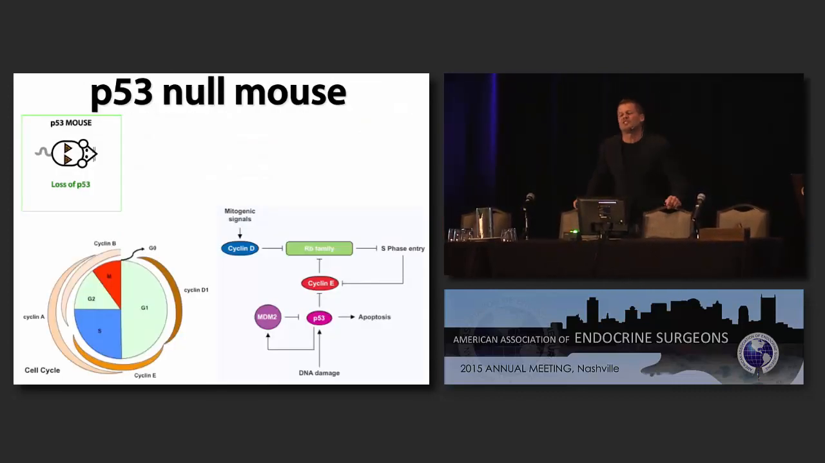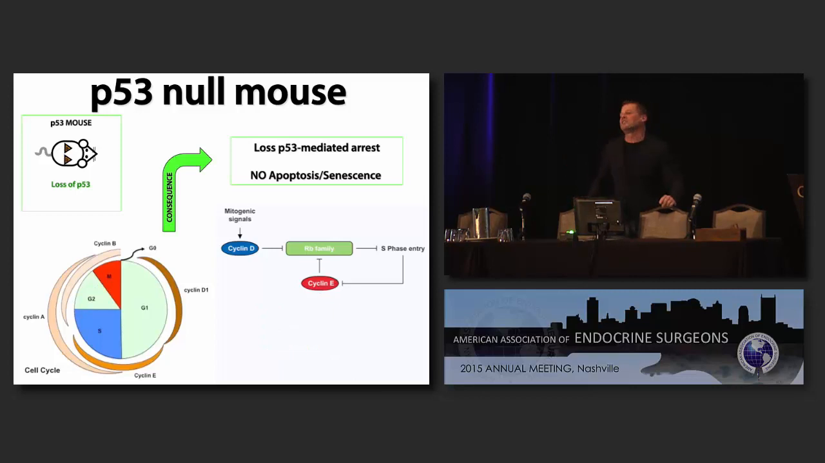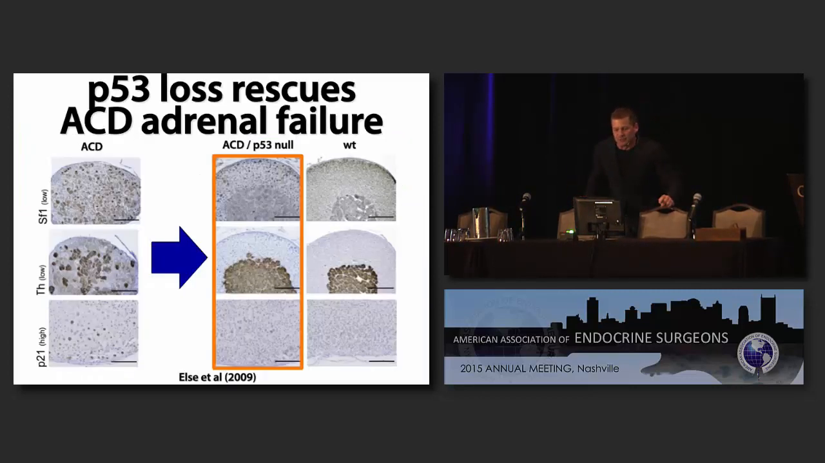So what Toby did is he said, well, if they're failing due to progenitor cell senescence, due to P53-mediated failure, due to the fraying telomeres that have no sheltering complex, I should be able to knock into these mice the P53 null allele, meaning make these mice have no P53, the ACD mice. So he did that, made these mice, and he posited that he would rescue the adrenal. The adrenal would rise from the dead like Lazarus and would be normal, and to our surprise, it was.